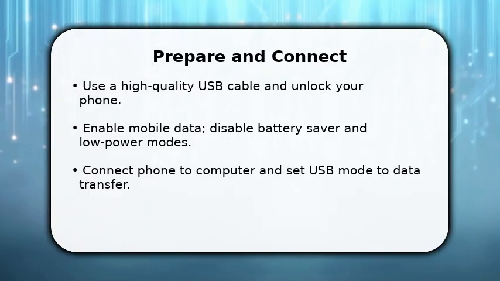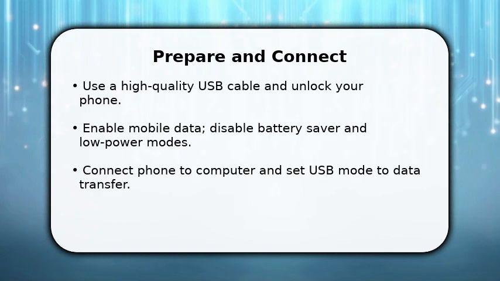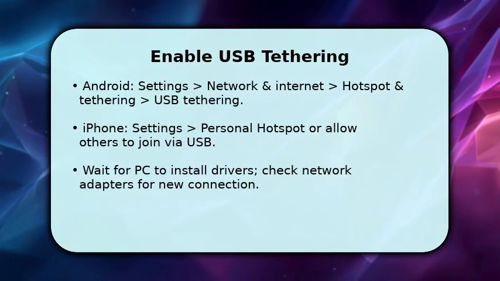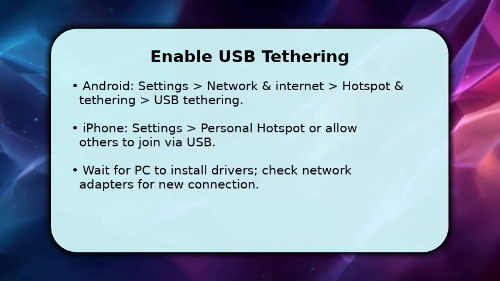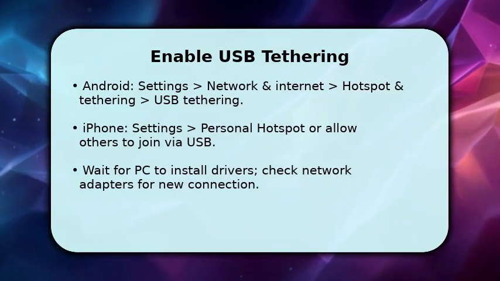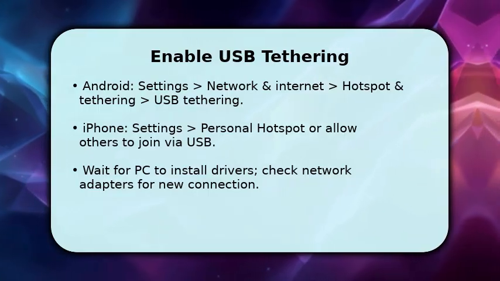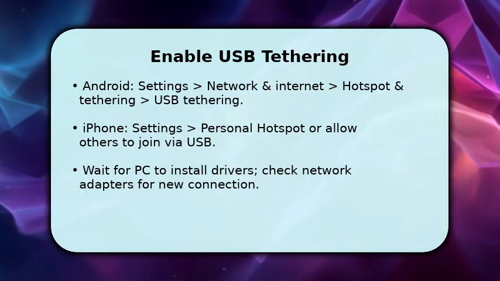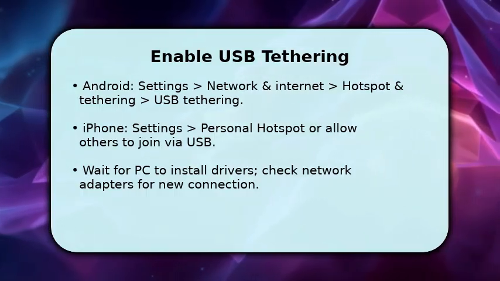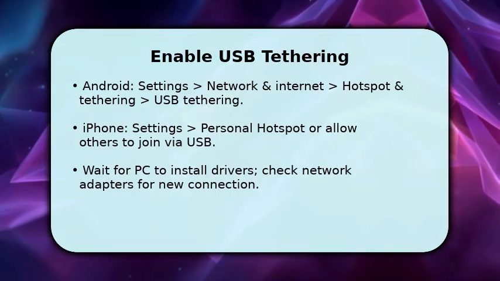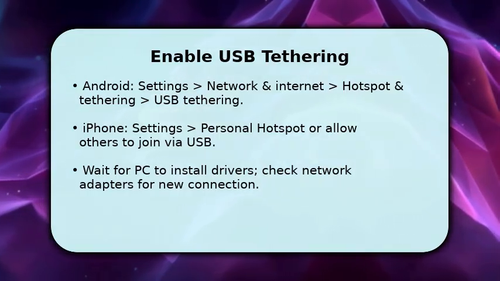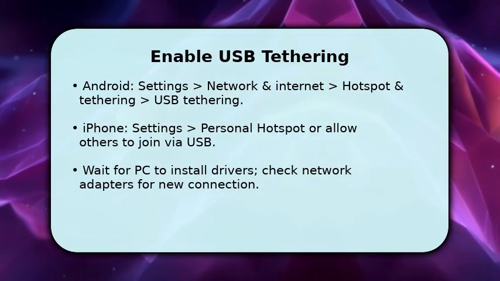You now enable USB tethering in the phone settings. On most Android phones, go to Network and Internet, Hotspot and Tethering, then toggle USB tethering. On iPhone, open Personal Hotspot and allow USB connections. While you do that, your computer will often auto-install a USB network driver. Let it finish. If you need to, open your PC's network connections to confirm a new wired/USB adapter appears. This step creates the gateway.